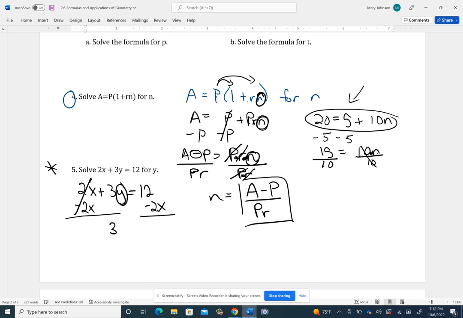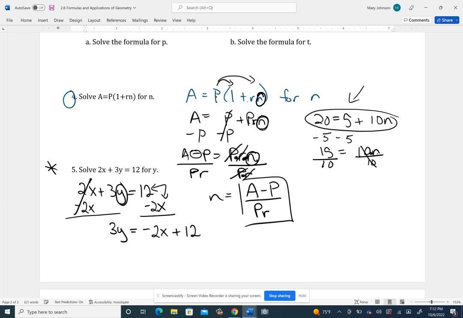That means I have just 3y left on the left-hand side. And on the right-hand side, these are not like terms. They don't both have x's on them. So basically, I have a negative 2x and a positive 12. You could write it 12 minus 2x, or you could write it negative 2x plus 12. It has the same meaning.